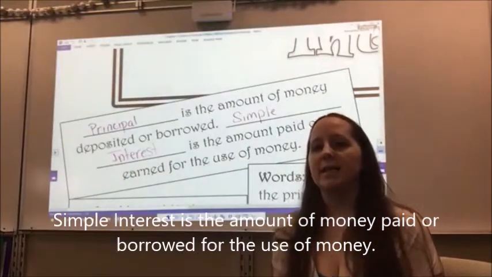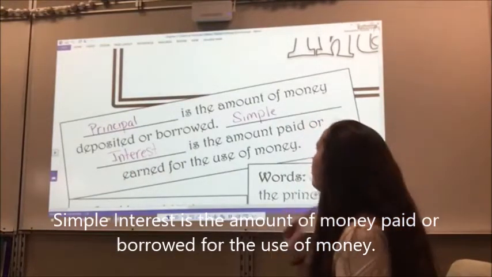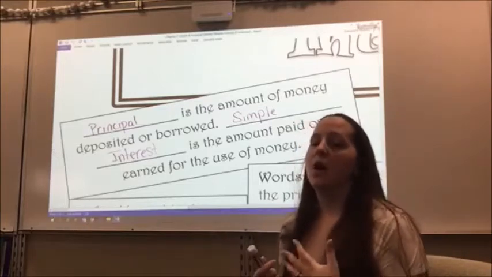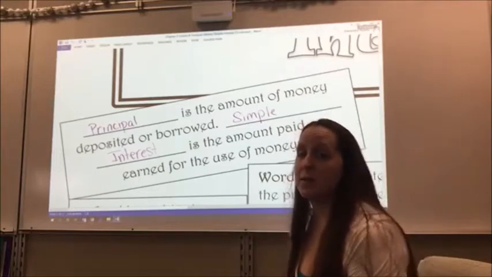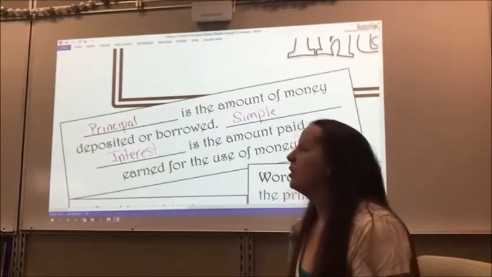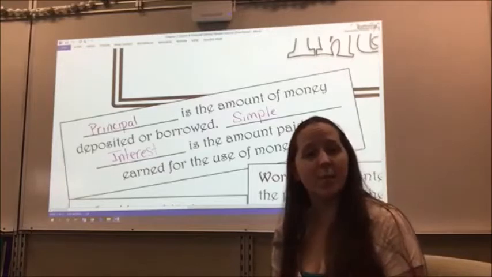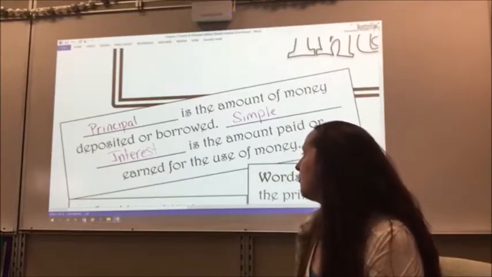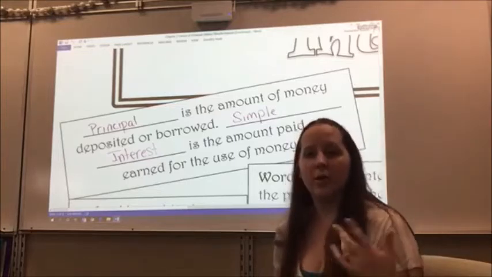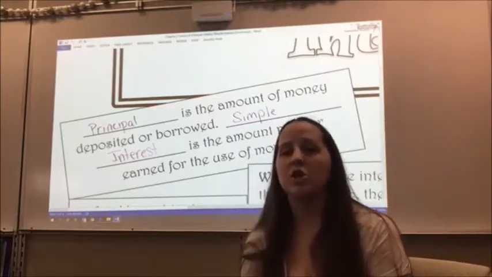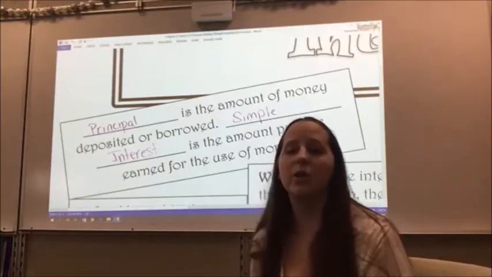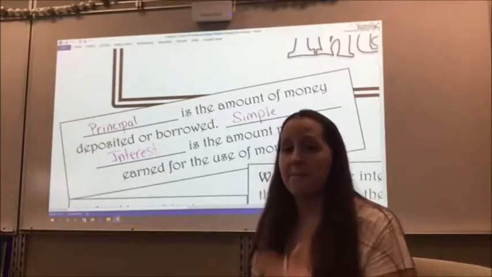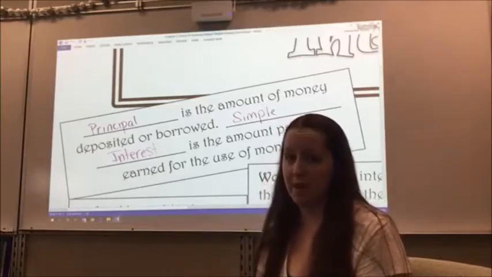So principal is the amount of money that's deposited or borrowed. So that's actually what you're borrowing from the bank or from a company, things like that. That's the principal, so the amount that you're borrowing. Or the amount that you're loaning to someone, that's the principal amount. Simple interest is the amount paid or earned for the use of the money. So, for example, in a bank situation, you borrowed money from the bank, and then they're going to charge you an interest rate. So on top of the principal that you have to pay back to them, you're also paying an interest rate back to them as well.